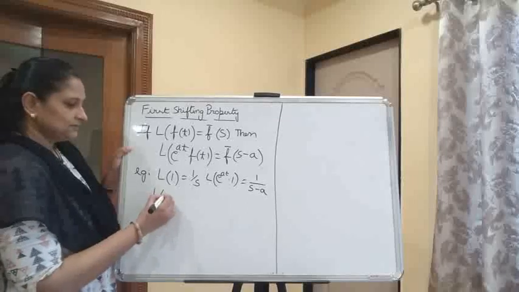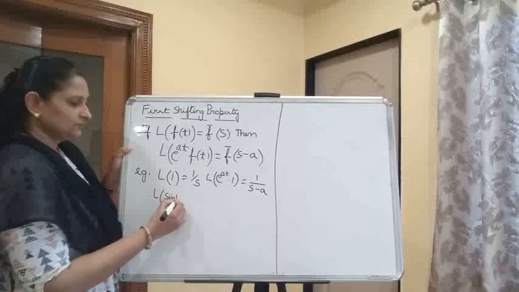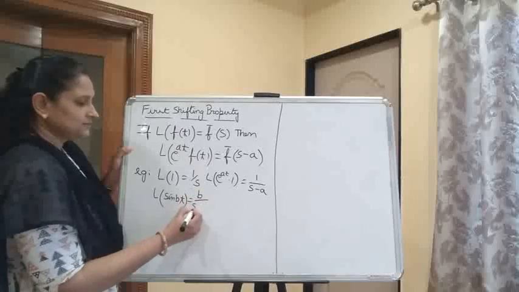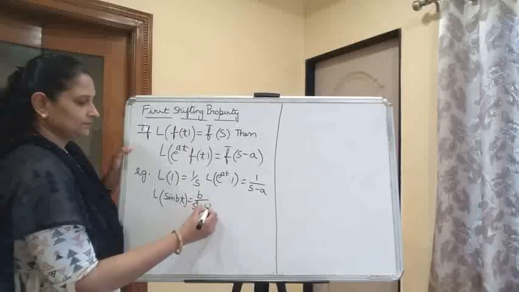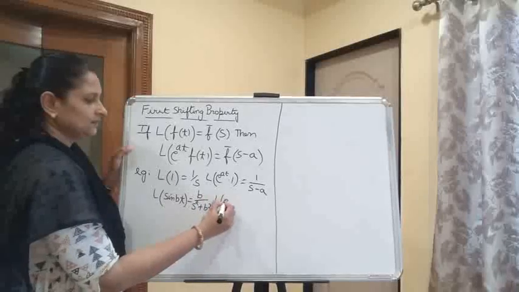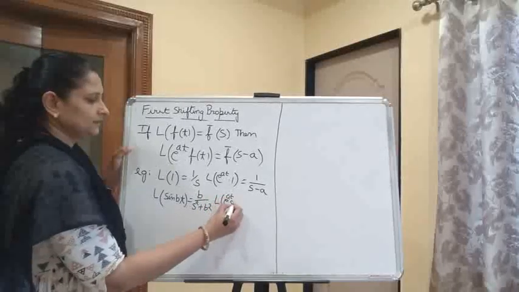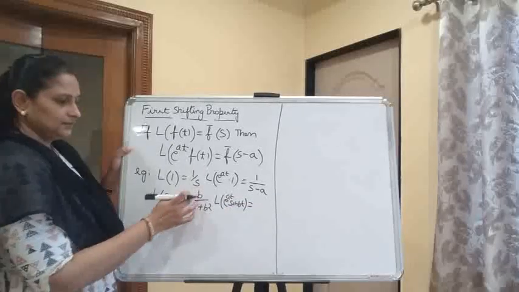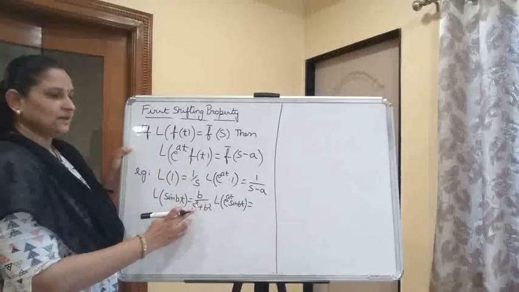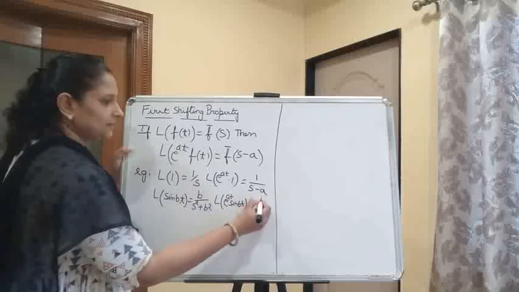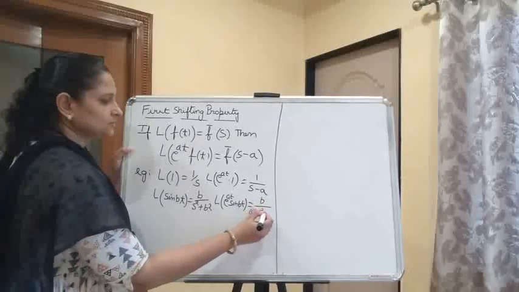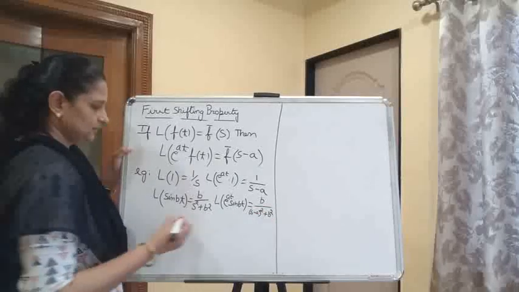Similarly, we know that the Laplace transform of sine b into t is b by s square plus b square. If this is multiplied by e power a into t, sine b into t, then in this result replace s by s minus a. Write it as b by s minus a whole square plus b square.